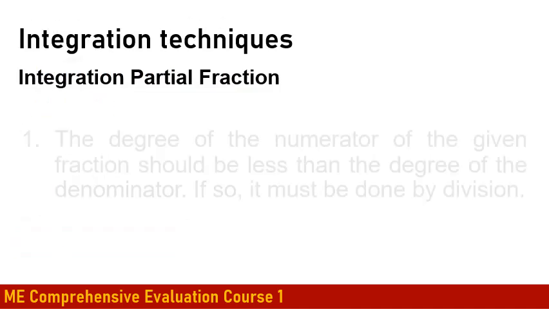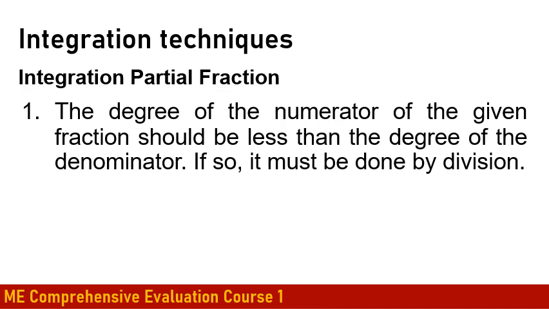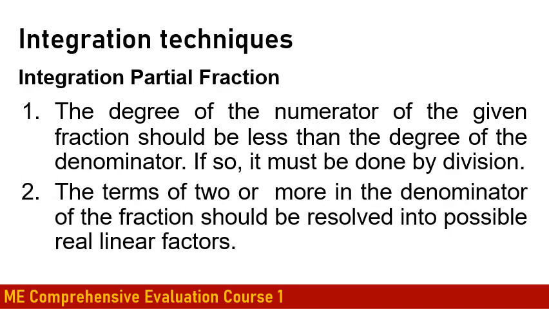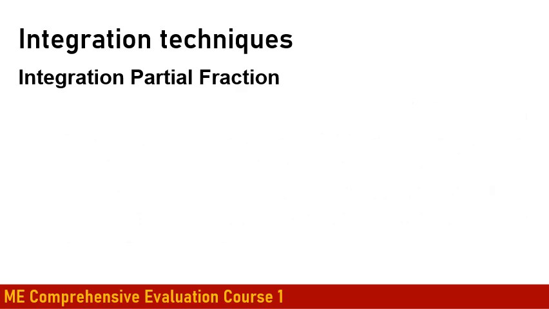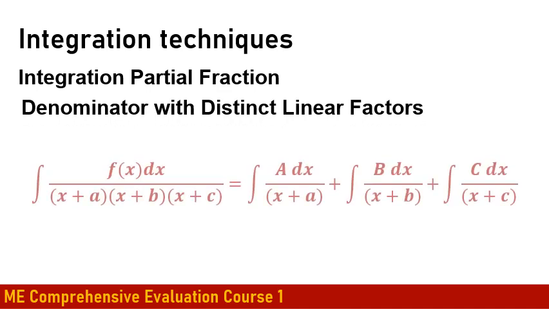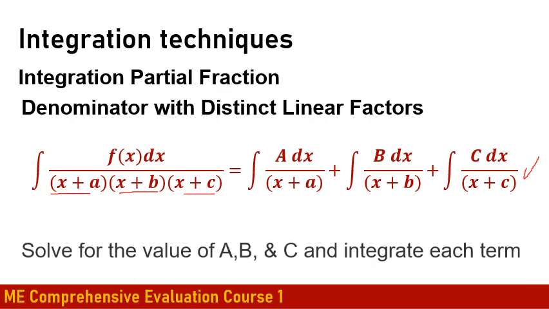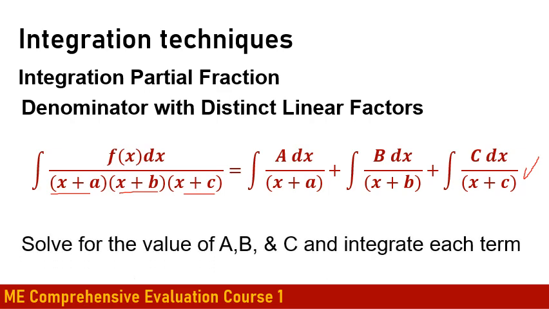Integration by partial fraction. The degree of the numerator of the given fraction should be less than the degree of the denominator. If not, it must be done by division. The terms of 2 or more in the denominator of the fraction should be resolved into real linear factors. A denominator with distinct linear factors will be reduced in this form. Meaning, if each of these factors of the denominator is distinct, they are different, then we can reduce it into this form. We solve for the values of a, b, c and integrate each term.